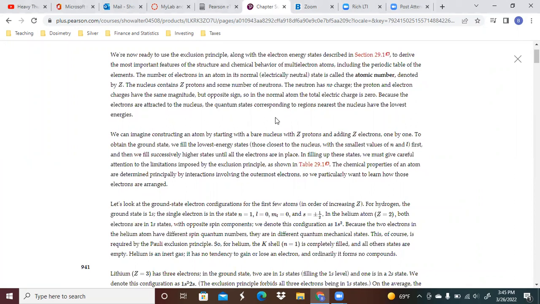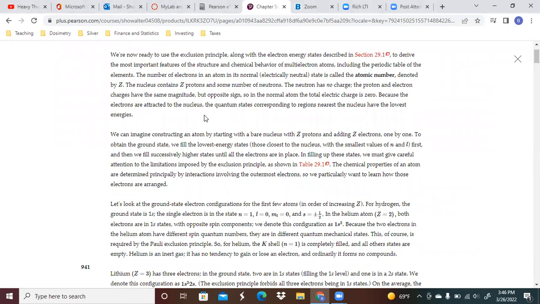So we're going to use that exclusion principle along with electron energy states to derive the most important features of the structure and chemical behavior of multi-electron atoms, including the periodic table of the elements. The number of electrons in an atom in its normally electrically neutral state is going to be called the atomic number, and that is going to be referred to as Z. The nucleus contains Z protons and some neutrons. Neutrons have no charge. The proton and the electrons have the same magnitude of charge, just opposite signs. So in the normal atom, the total electrical charge is 0.